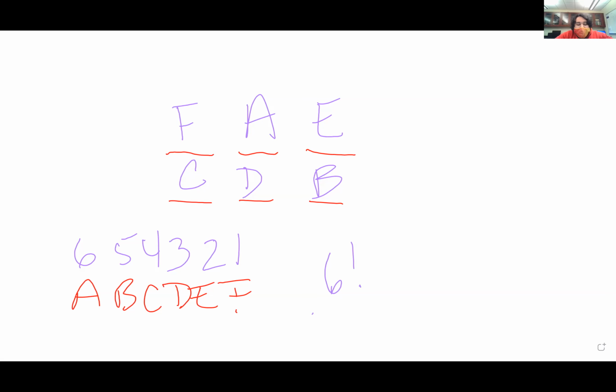Yeah, when I first did this, I just did the 6p3 and I ended up getting 120, and the answer should be 720, which is 6 factorial. Yeah. Wow, yeah, that's crazy.